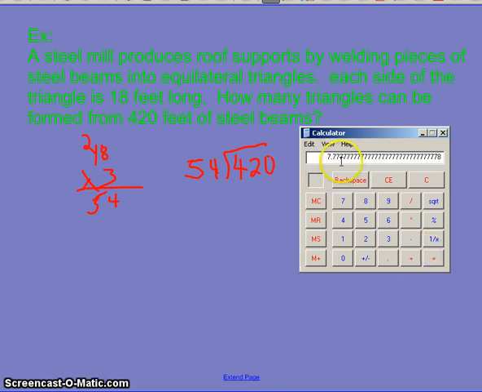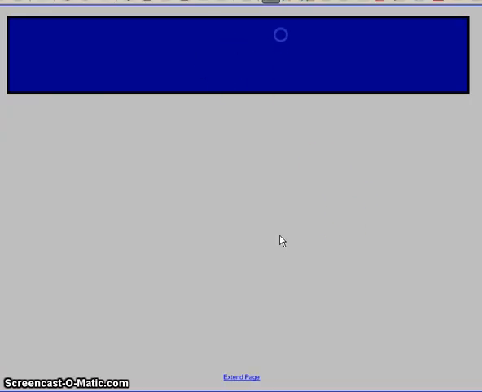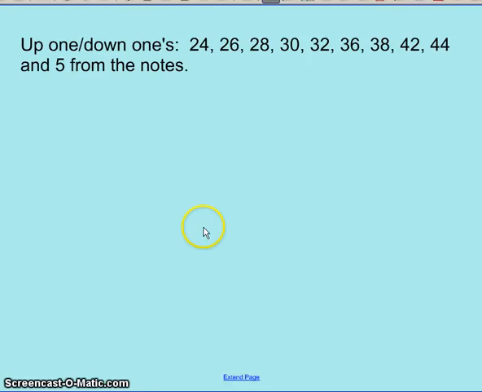Let's see, that's going to be 7. We couldn't make 8, so we're going to go with 7 triangles. Let's move on. Here we go. 21 and 20 from page 219 for the regular.